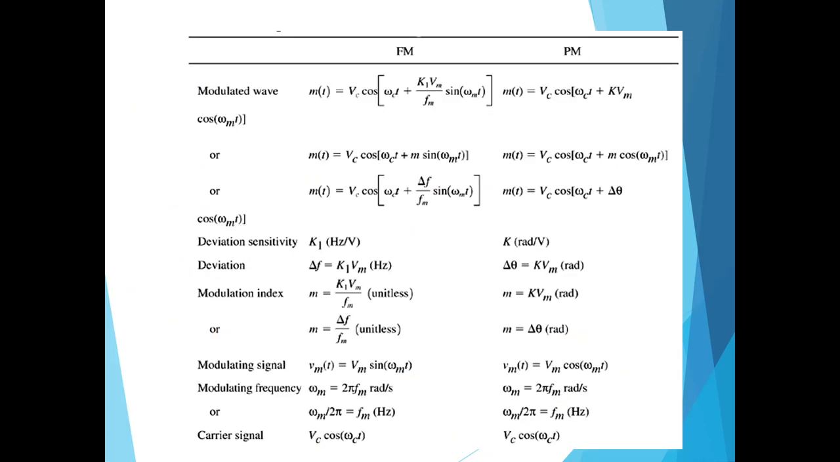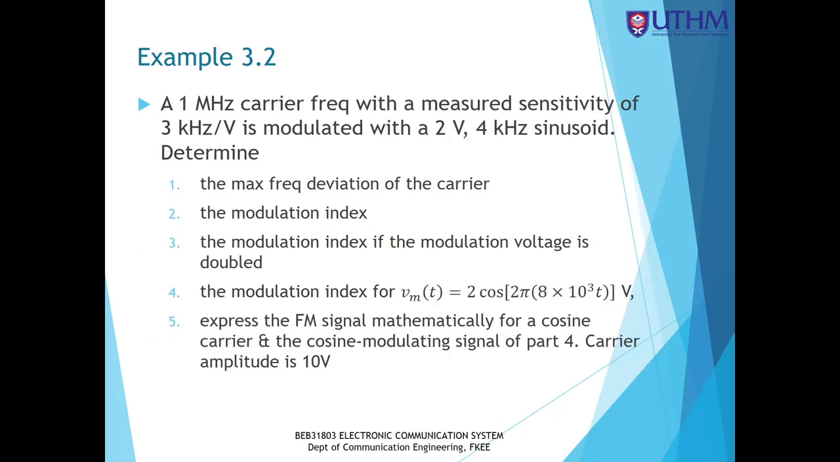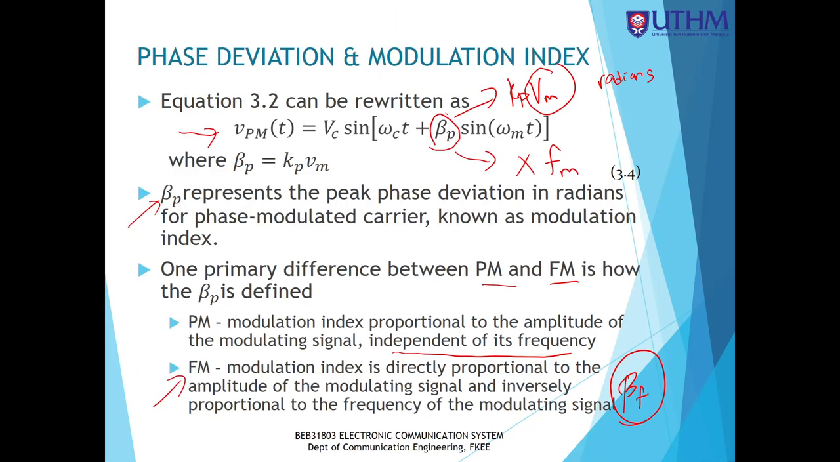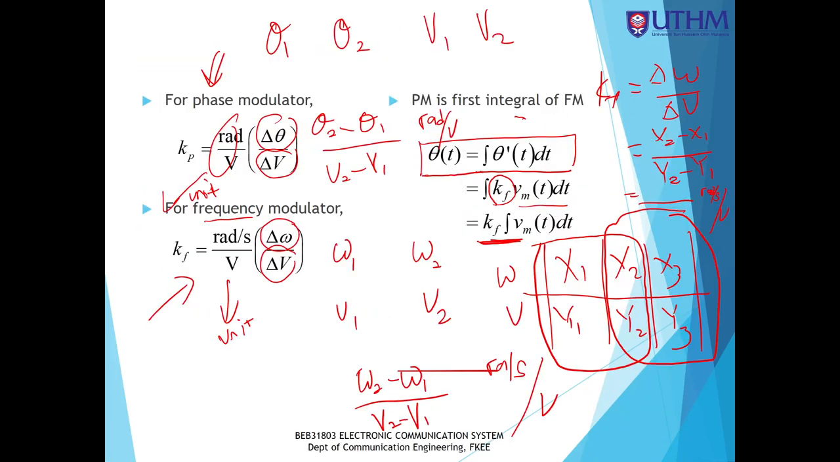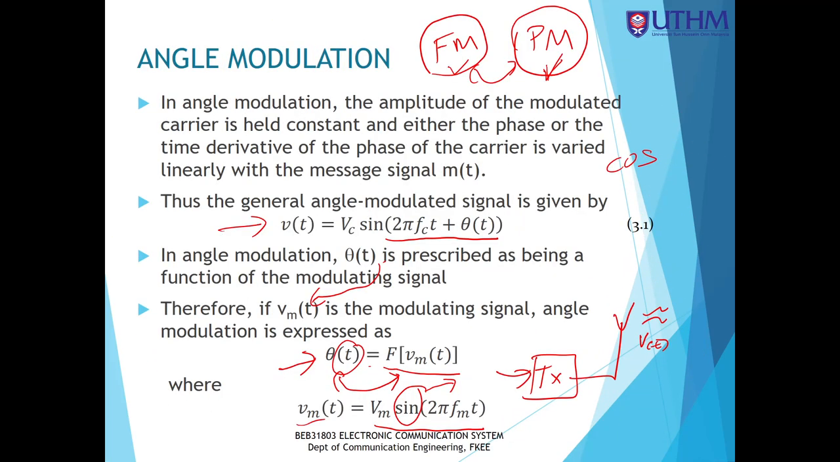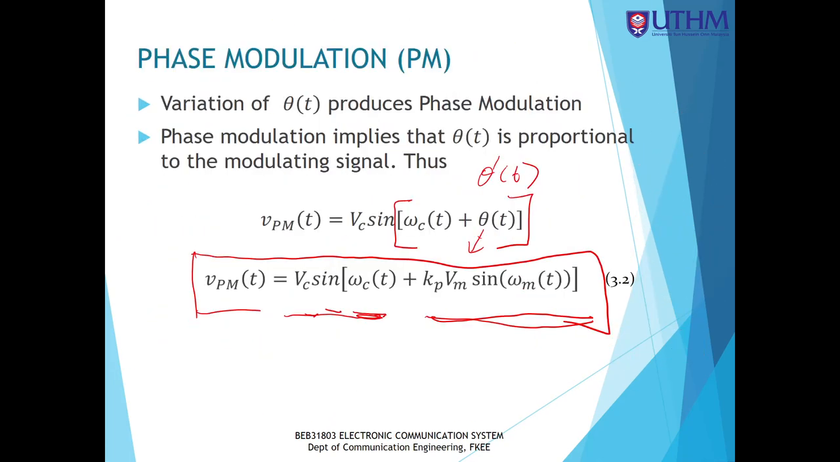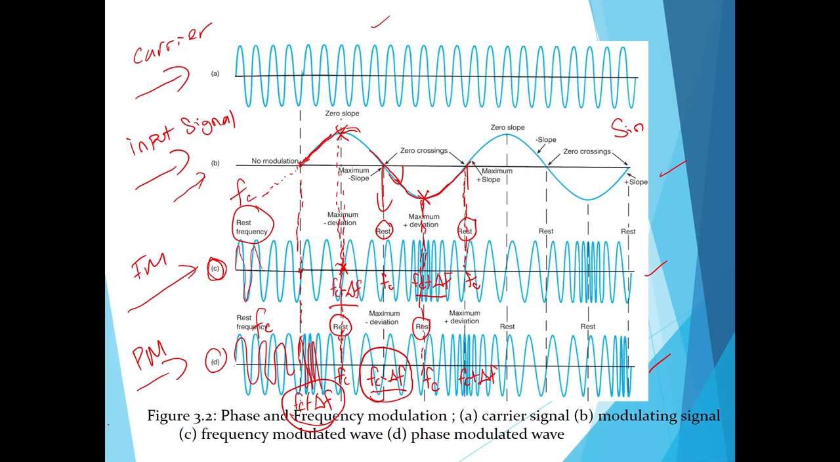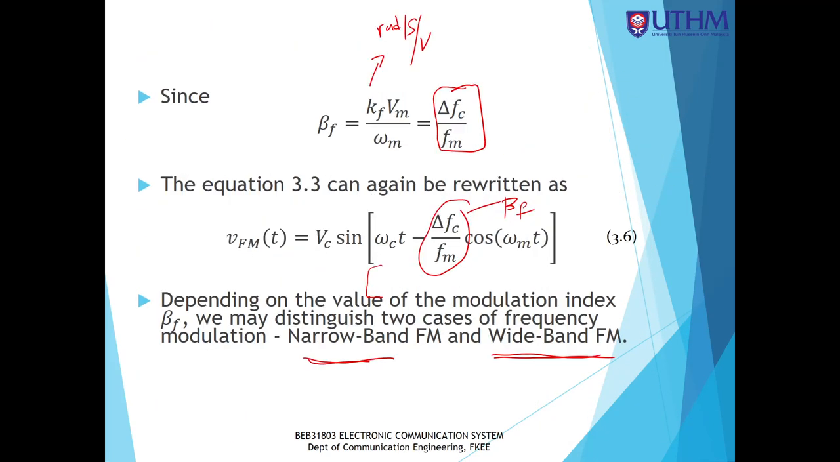Okay, so here we have a few examples, so hopefully you like it. Previously we learned about the basic concept, the theoretical concept. So now let's look at example 3.1, 3.2. Where is 3.1? Okay, no problem. I try to find 3.1. Okay, 3.1 is here. So now it's 3.2.